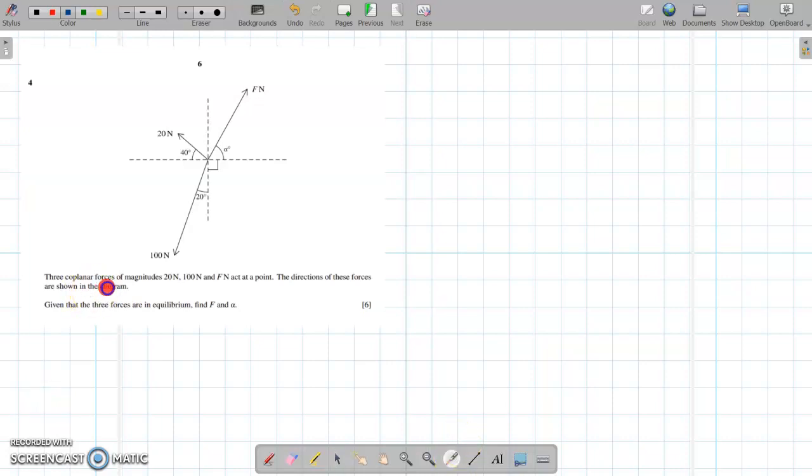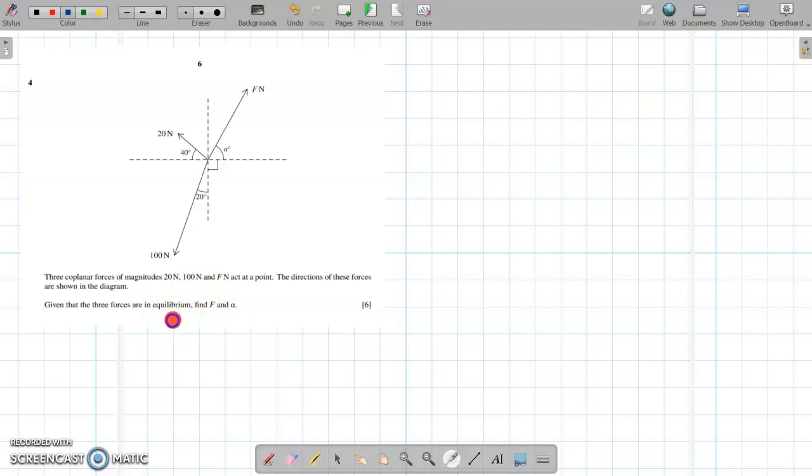Okay, three coplanar forces of magnitude 20, 100 and F newtons act at a point. Well, there's our point. There's our F newtons, there's our 20 and there's our 100. Directions on the forces are shown in the diagram. Given the three forces are in equilibrium, find F and alpha.